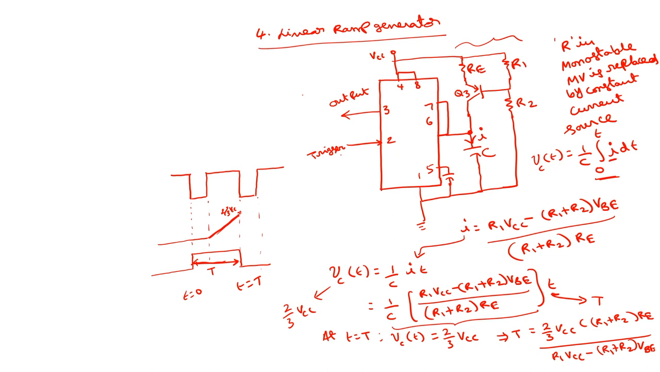Again, when this comes to 0, it becomes 0 immediately, because once the output becomes 0, output is nothing but Q, which implies Q bar is equal to 1, which will short circuit transistor Q1, as we have discussed in the monostable multivibrator, which will clamp the capacitor to short circuit. As a result the output is 0. Again it will charge here. Like that, you will get a linear ramp at the output of this 555 timer.